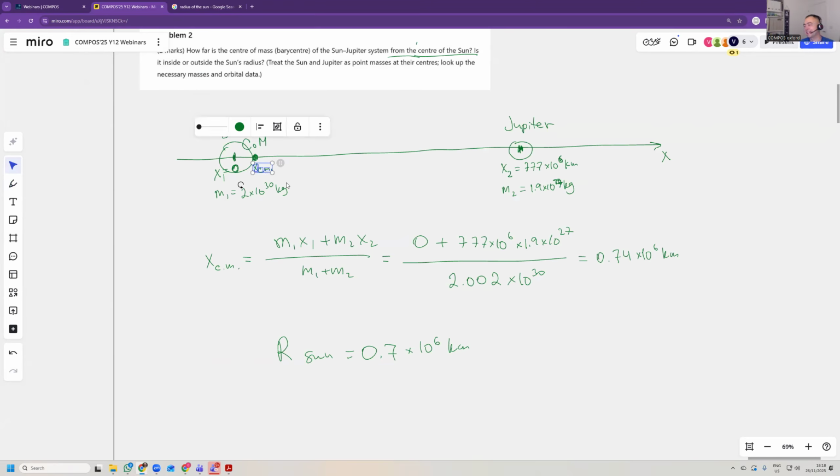And that kind of makes sense because it's not like Jupiter goes around the center of the Sun. No, the Sun and Jupiter go around a common center of mass. If you think about it, let's say that this is the Sun and this is Jupiter, they go around the center of mass like this. So they both rotate around one another.